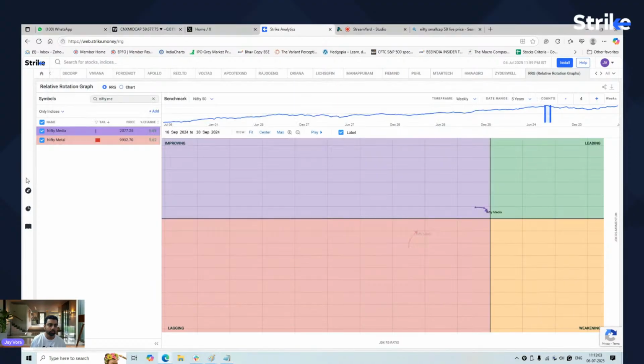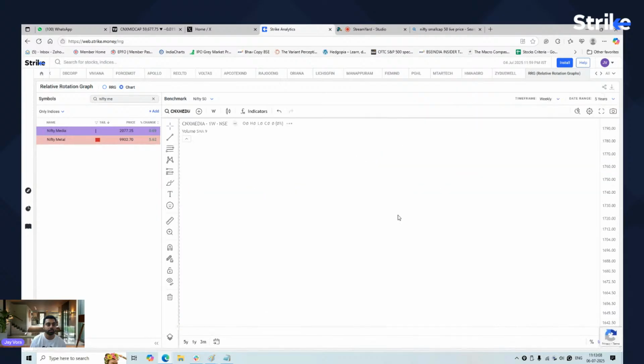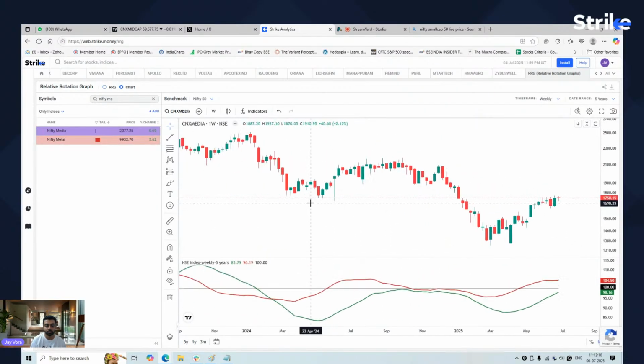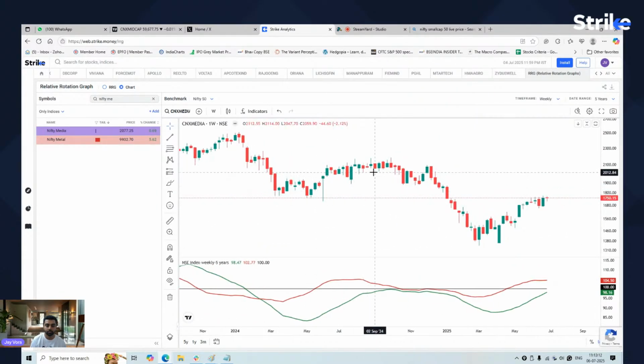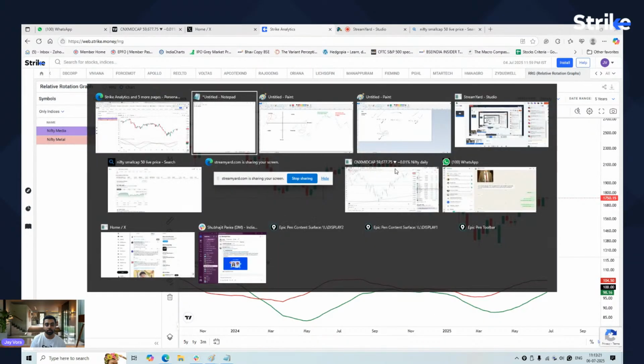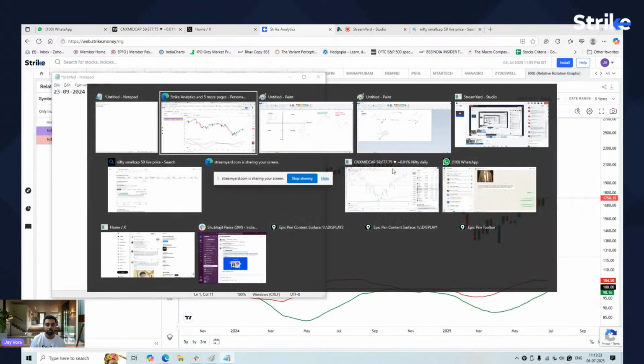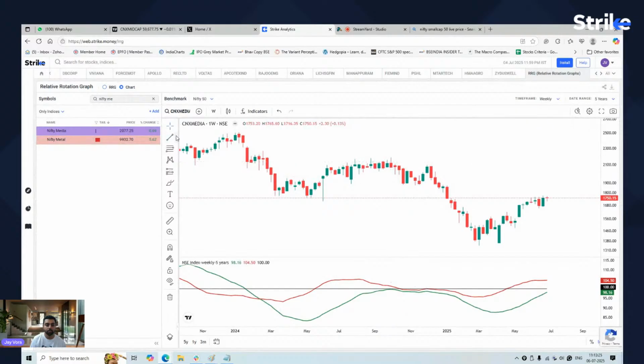23 September 2024, which means we are looking at September. Now when I see the chart, 23 September, then you can see what is happening. So this was the point where it signaled that it is now turning around, and see what has happened next.